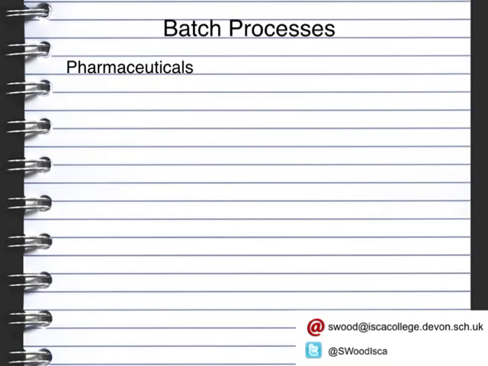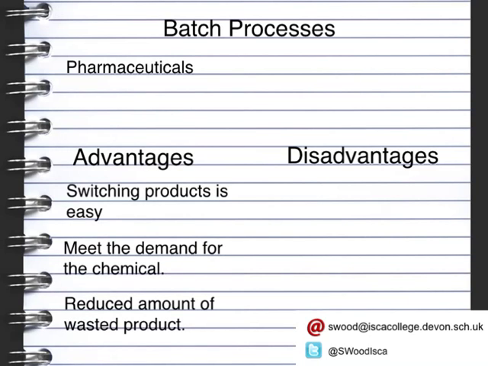An advantage of this is the chemical that's being made can be tweaked between each batch and can be changed so that you can get a better product at the end. This is extremely good for pharmaceuticals where you might need to change a particular part of the drug. Now, because of this, the costs are a lot higher. Now, batch processing has some advantages and disadvantages.